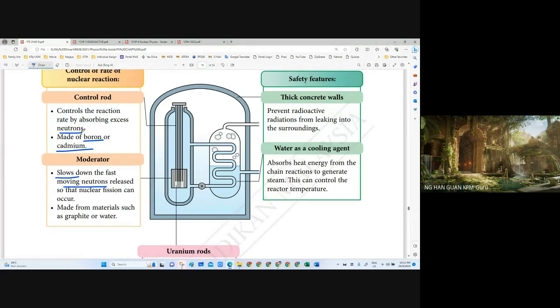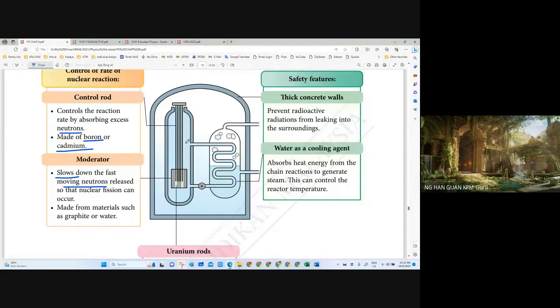Because if there's no more neutron, then they're not going to bombard the uranium-235. Then no nuclear fissions will occur. When no nuclear fissions occur, there will be no release and no chain reactions, so the nuclear energy will not be released. That's why, when they want to shut down or control the rate of the energy release, they use the control rod.